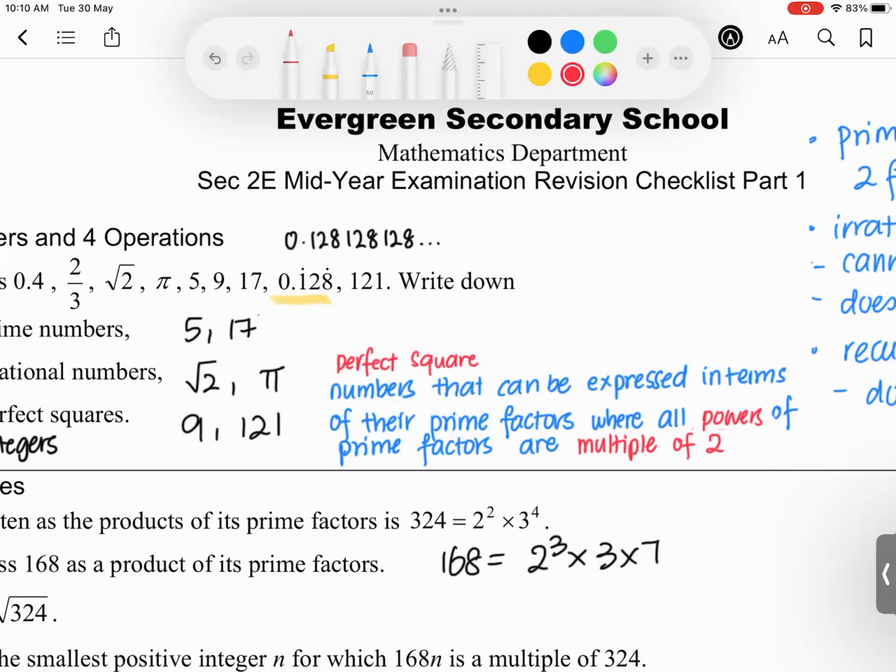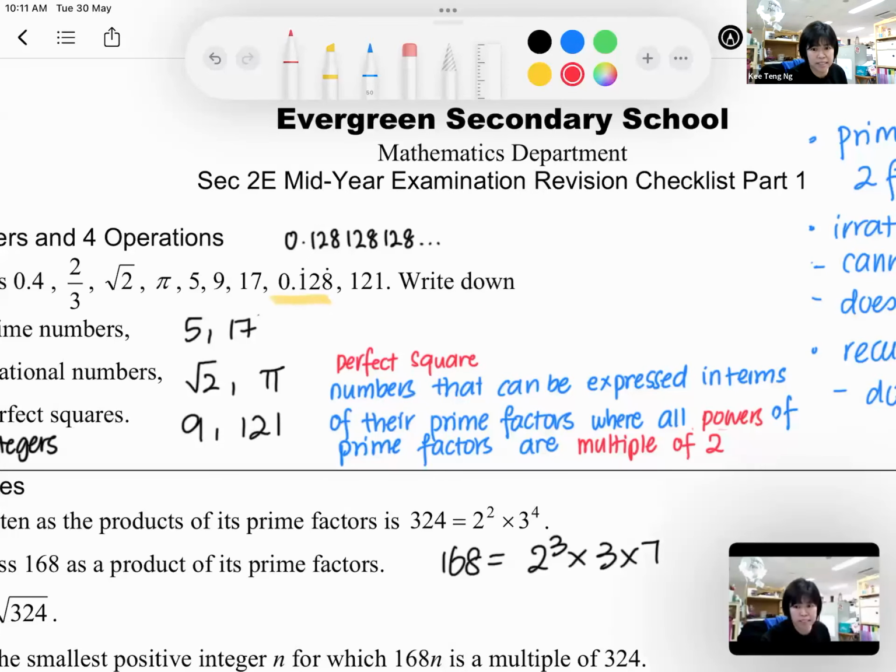No? Anyone? If it's a perfect cube, then the numbers are all numbers that can be expressed in terms of prime factors, where all the powers of the prime factor are, for a perfect cube, a multiple of what? 2? Still 2? A perfect square is a multiple of 2. Perfect cube, 3. Yes, for a perfect cube, all the powers will be multiples of 3. Okay? So this portion over here, you need to remember.